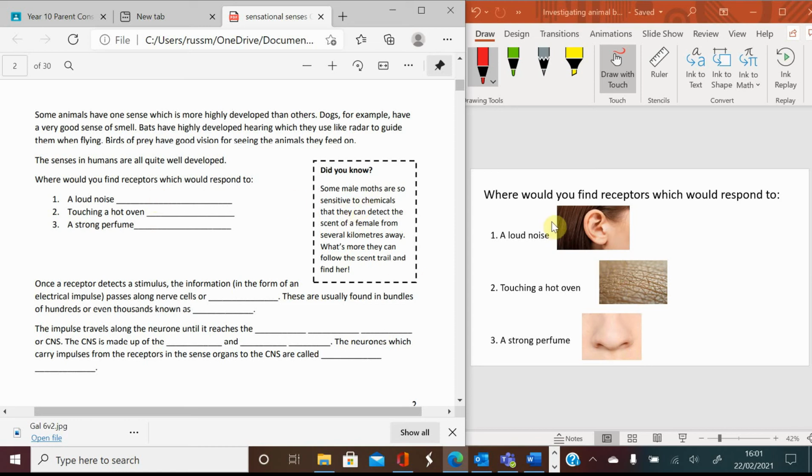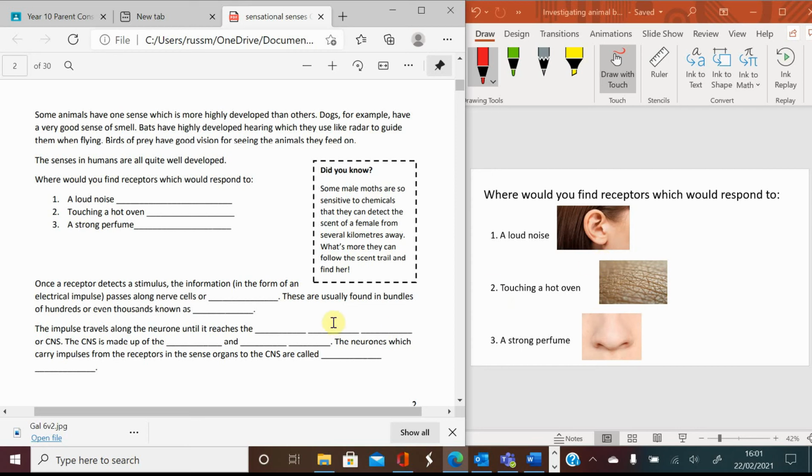Little fact here, did you know some male moths are so sensitive to chemicals that they can detect the scent of a female from several kilometers away? That's far enough that they can follow the scent trail and find her. So that's just a little interesting fact about some moths and some animals. Same with sharks: you've probably read things about sharks and blood. They can sense a drop of blood in the ocean from a few miles away as well and follow it to the source.